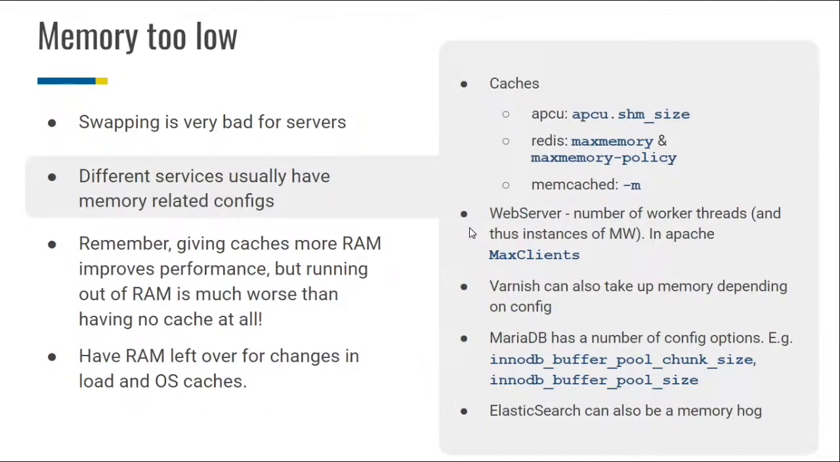Similarly, web servers, like number of clients, number of web requests processed at once, can increase your memory if it's doing like 200 requests all at the same time, instead of doing a small number of requests and then going to the next one. And a variety of things. Elasticsearch can be a huge memory hog, that sort of thing.